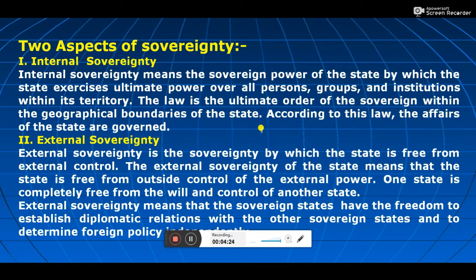External sovereignty means that the sovereign state has the freedom to establish diplomatic relations with other sovereign states and to determine the foreign policy of the state independently.